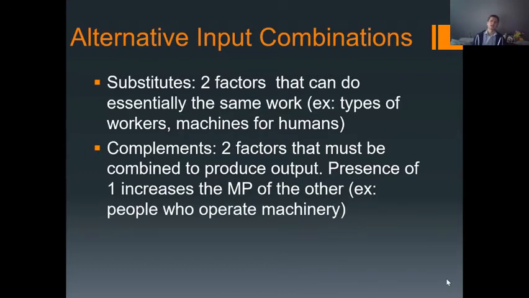Complements are two factors that must be combined to produce some type of output. So a lot of machinery, you can almost think of it like a cash register in a store. You need a person to operate that cash register, unless we're talking about the new ones where you self checkout. But a cash register in a grocery line that is not self checkout needs a human to operate it. So the presence of one increases the marginal product of the other.